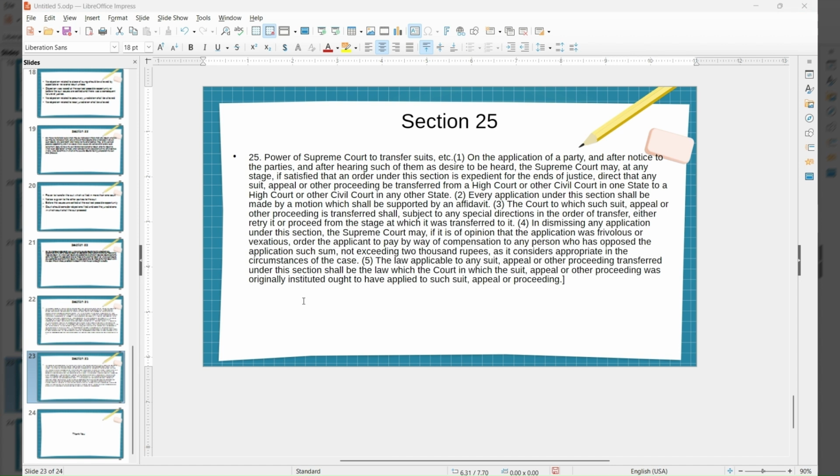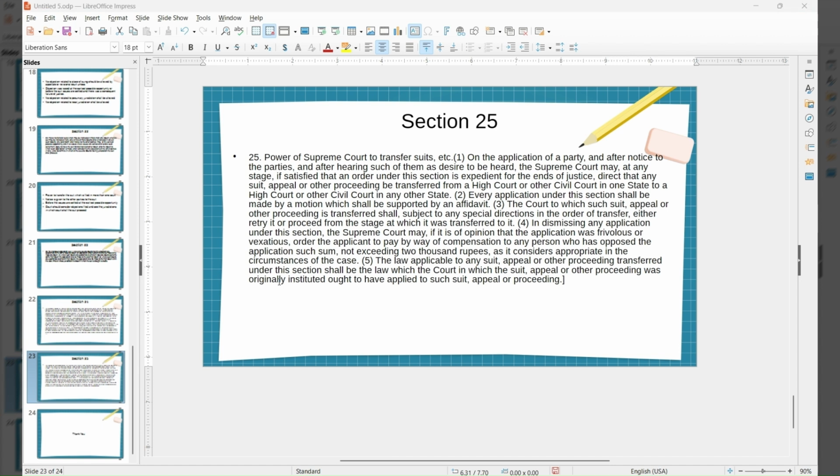It's the ultimate. The Supreme Court is the apex court of India, so it has all the powers. So when and how the Supreme Court will transfer, subsection 1 talks about it.